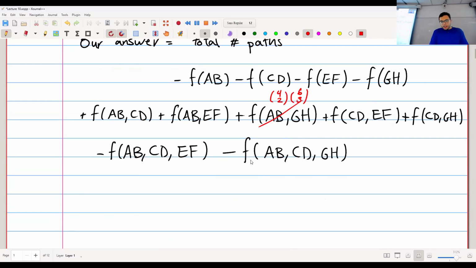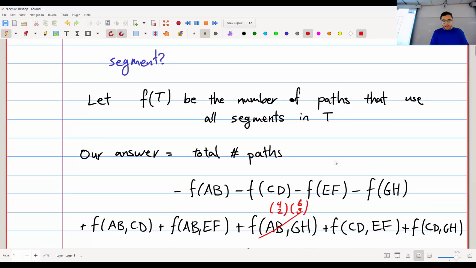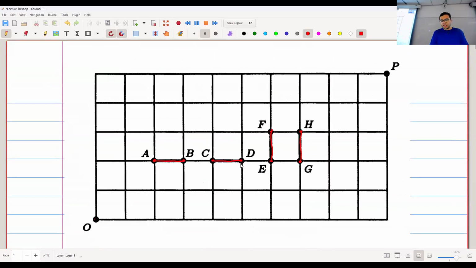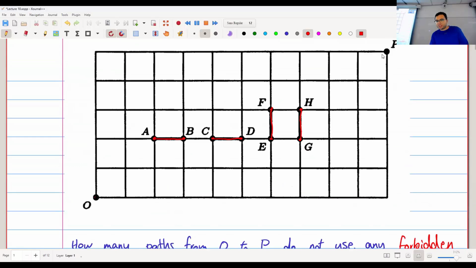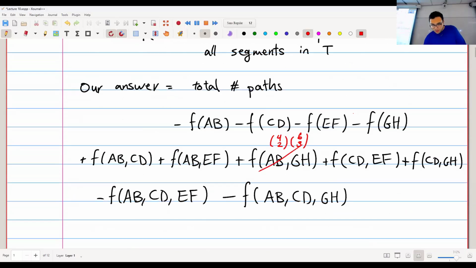What about this one? F of A, B, C, D, G, H. So I have to go through A, B, I have to go through C, D, and I have to go through G, H. This is again the same as before, actually. Because I start at O, I have to go to A, and then I have to go all the way to G. That's one way. And then I go to H, and from H to P. Sorry, in this previous one, I was doing GH. So I have to go from H to here, which is 5 choose 2, not 6 choose 3. And this is, again, the same value, 4 choose 2 times 5 choose 3. So actually, these two cancel out with each other.